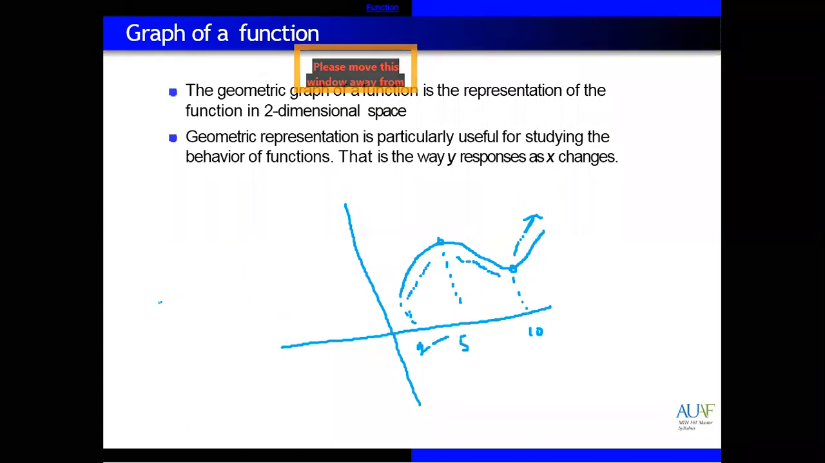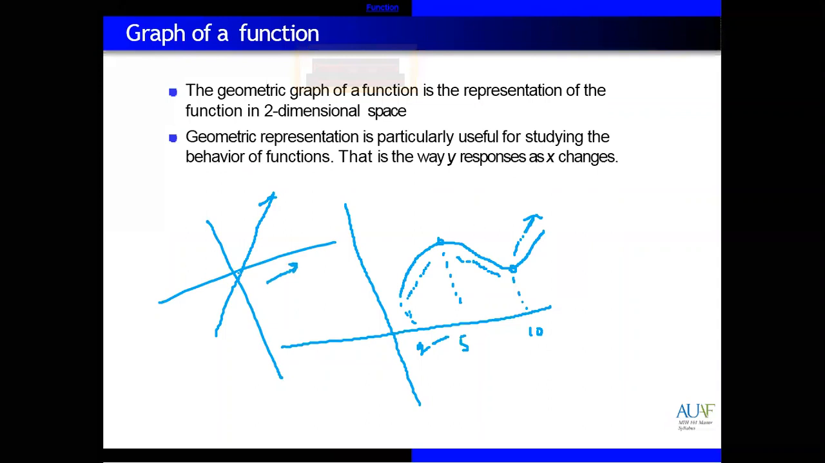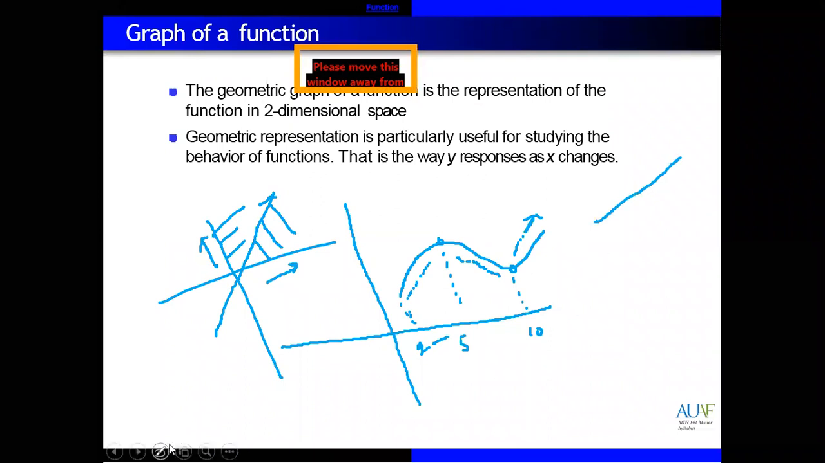If we have another graph, this graph is linear, and as x is increasing, the y value is also increasing. From this graph, we can say that there is a constant change between 2 points. Same if we have a function like this one.